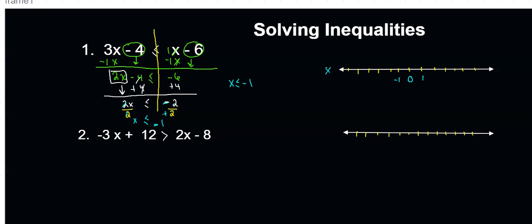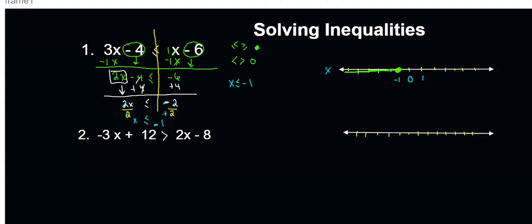If it's less than or equal to or greater than or equal to, we have a solid dot. If it was just less than or greater than, we'd have an open dot. It's solid because we're including the negative 1. So I'm going to go up to negative 1 and put a solid dot there. And we're saying anything less than or equal to negative 1 will work in that inequality. So I'm going to shade to the left.